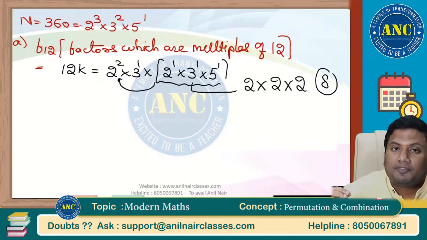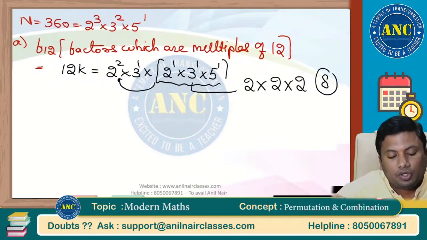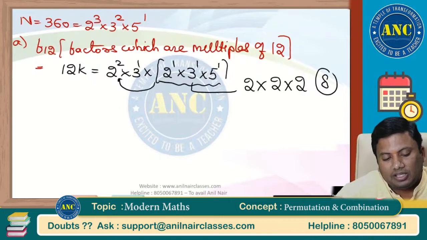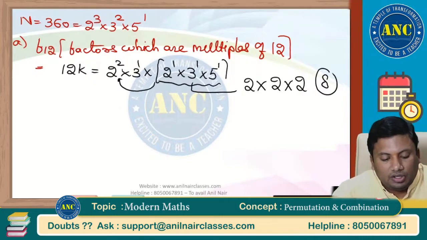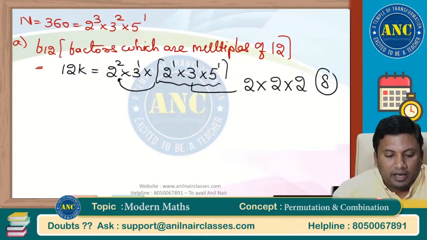Any multiple of 2 is an even factor, so 2k. Any multiple of 12 is of the form 12k. 12 is 2 square into 3. So the remaining is 2 power 1, 3 power 1, 5 power 1.